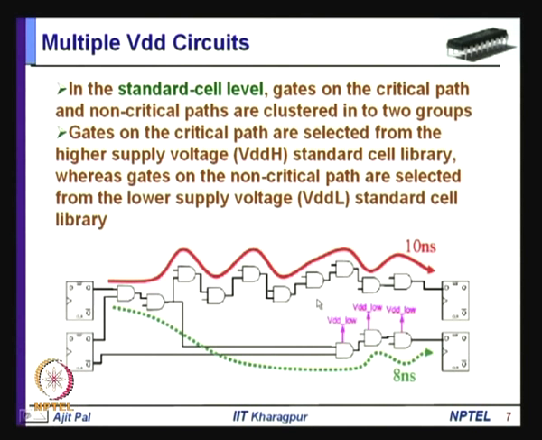So, what you can do, these gates can be assigned lower voltage, VDD low. On the other hand, gates on the critical path can be assigned high VDD, VDD high. As long as the critical path delay of 10 nanosecond is not exceeded by assigning low voltage to these 3 gates, it will serve the purpose, that means the performance will not be degraded. However, you will be getting reduction in power dissipation. So, this is the basic idea of standard cell level voltage scaling.